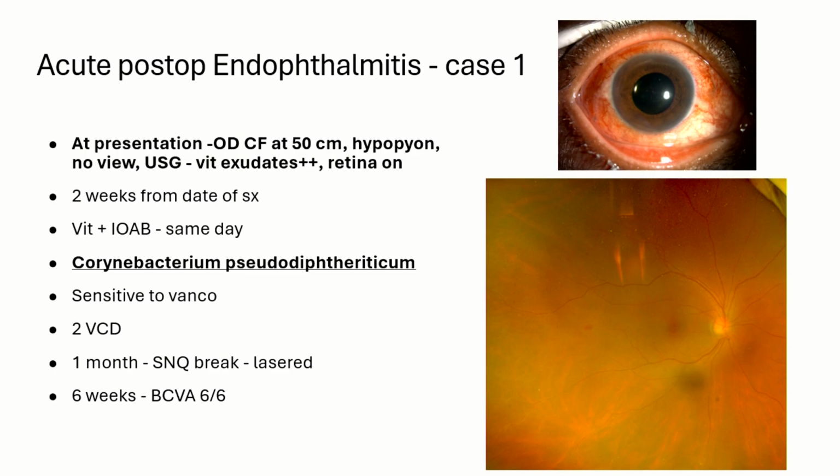So this is a patient who was operated elsewhere. 2 weeks from surgery, she had presented with no view, hypopion, a typical acute postoperative endophthalmitis picture. And she underwent vitrectomy. The organism was Corynebacterium, sensitive to Vanco, 2 VCD. She improved very well. And she followed up in Kolkata after this at 1 month. She had a supranasal atrophic break, which was lasered. And her BCVA is 6.6.